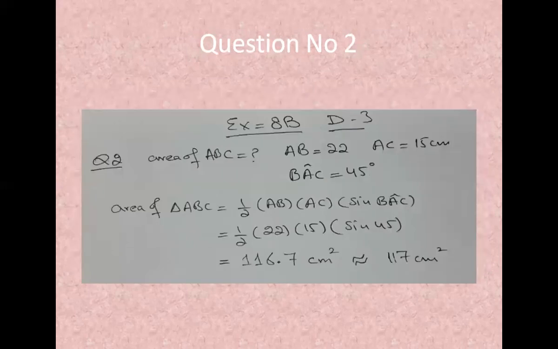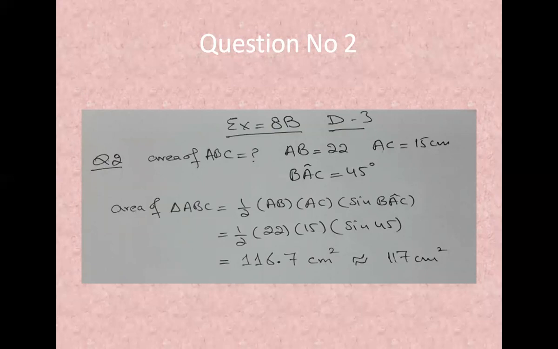Now we are moving to the next question, and I'm reading it from the book. It's a story sum. It says in the triangle ABC, given that AB is equal to 22 centimeters and AC is 15 centimeters and BAC is 45 degrees. The question is find the area of the triangle ABC.